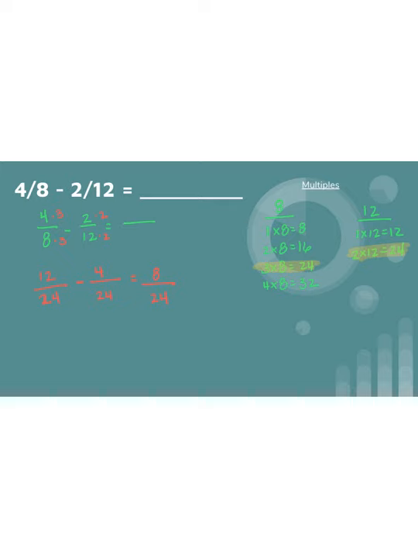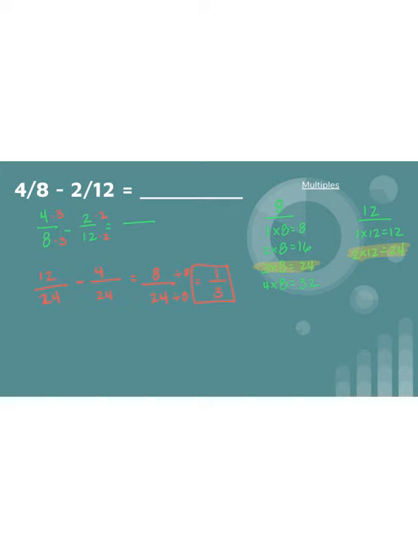Okay, when I look at those, they are both even, and I know a 2 will go in there, but I also know a 4 will go in there, and I also know an 8 will go in there. So I'm going to divide this by 8 and divide this by 8. So 8 divided by 8 is 1, and 24 divided by 8 is a 3.